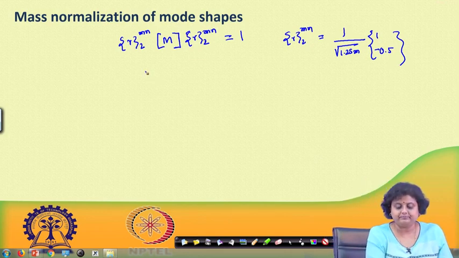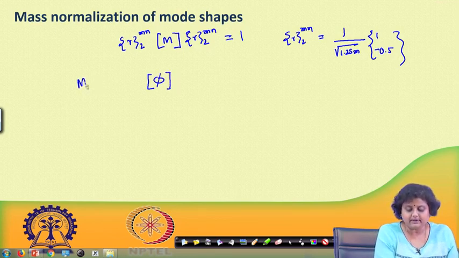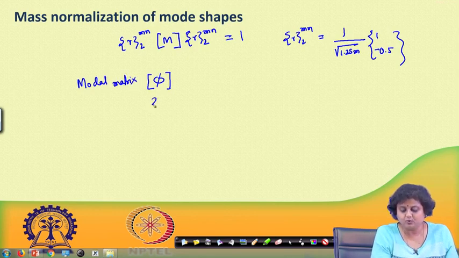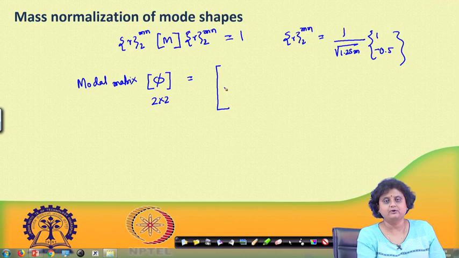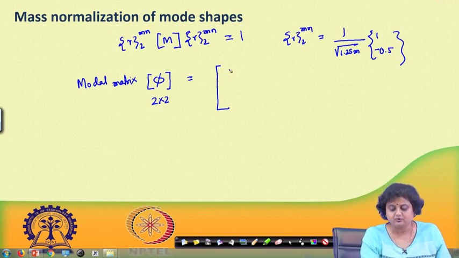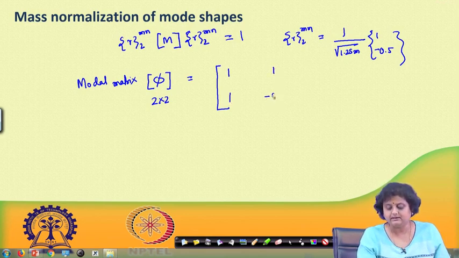So, for this particular system, my modal matrix, which is 2 cross 2, is going to be, the first column is going to be the first mode shape. So, it is going to be 1 and 1, and the second column is the second mode shape, which is 1 and minus 0.5.